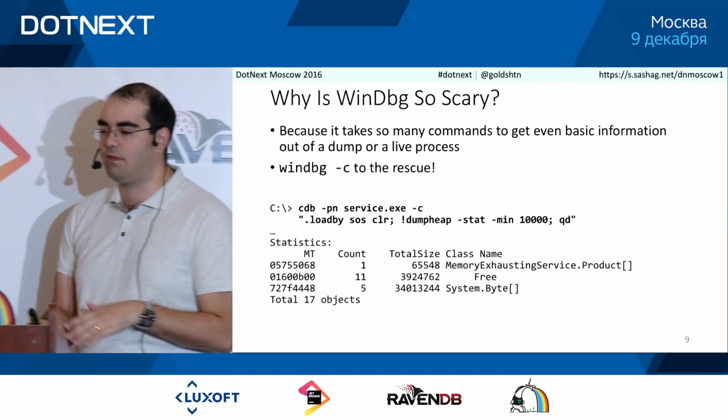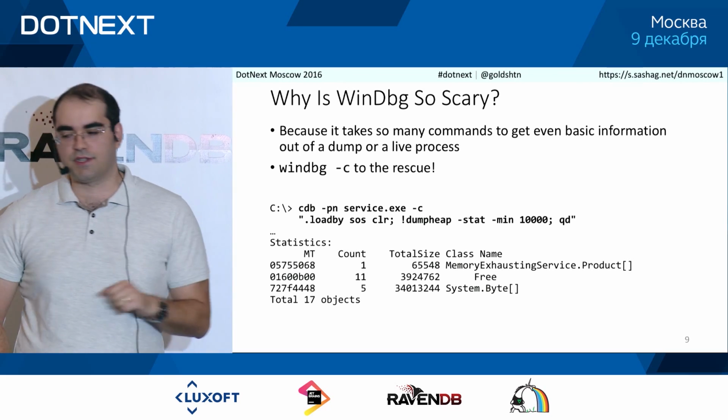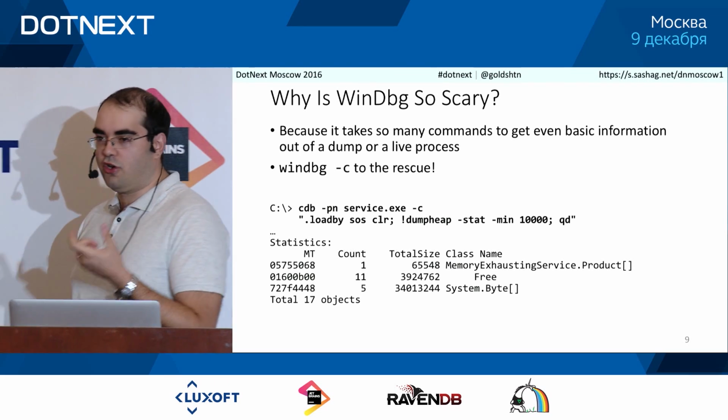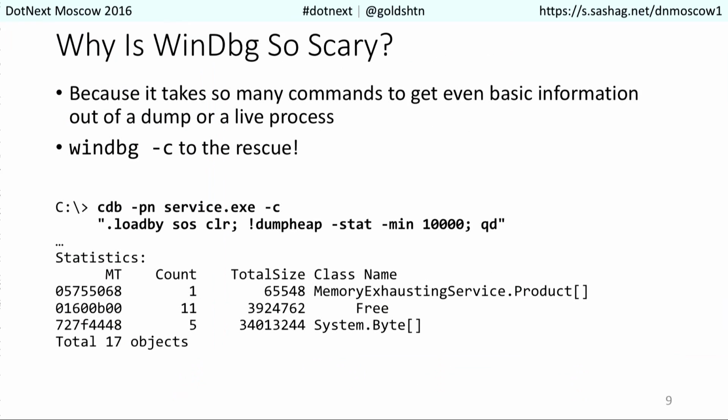This is the process that might be leaking memory, for example. And then the command I give it is dump heap, which prints out the statistics for my .NET heap objects. And the min switch means I only want objects larger than 10,000 bytes in this example. And then the QD at the end is quit and detach.